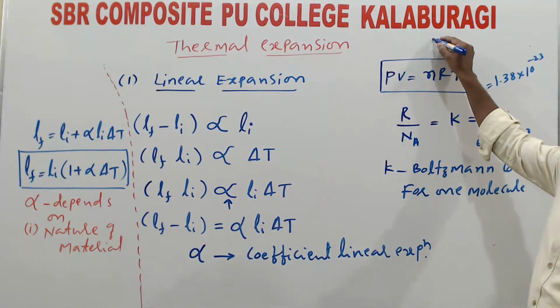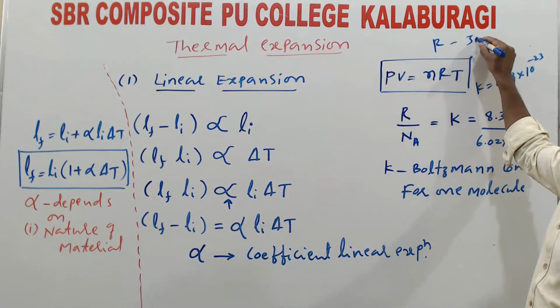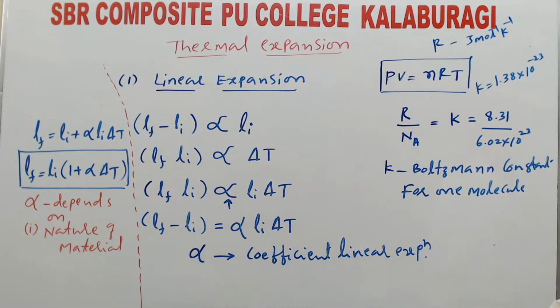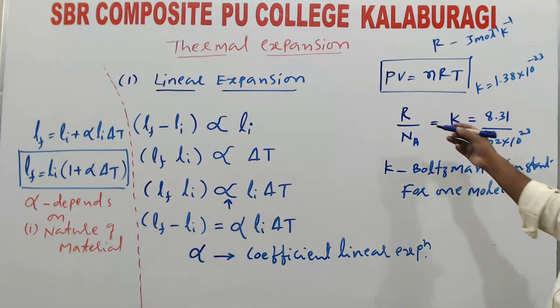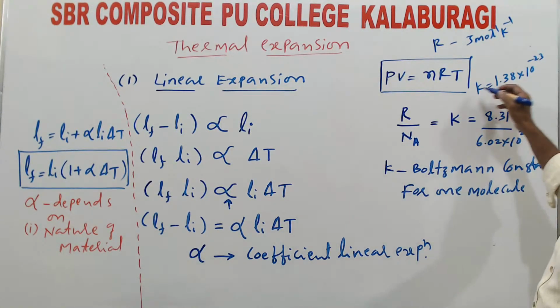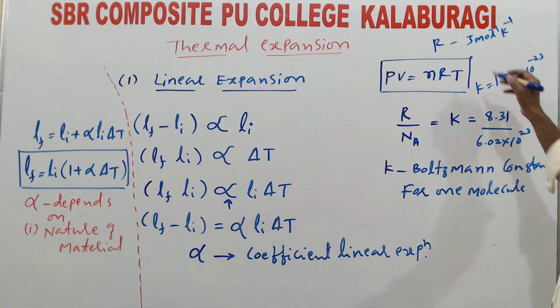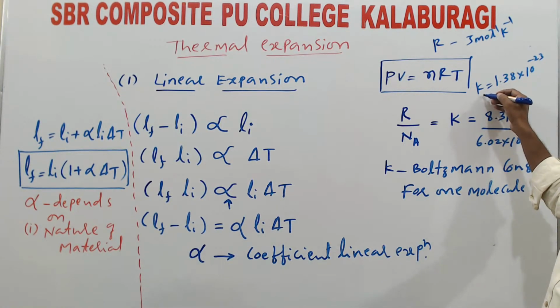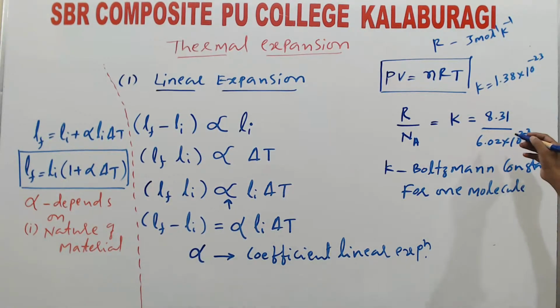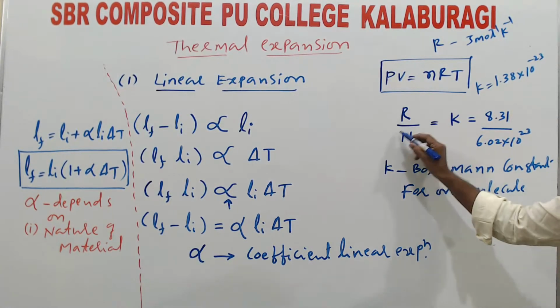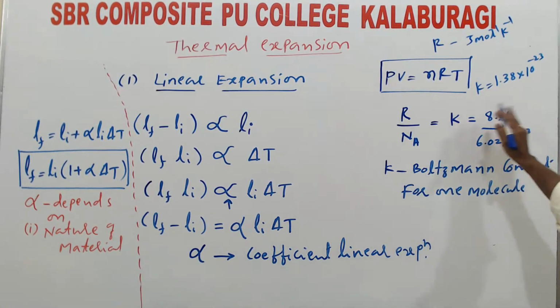So what is the unit of R? The unit of R will be joule per mole per Kelvin. If you want, I can tell you in the next class how R is equal to 8.31. I will tell you in the next class. What is the unit of K? It is only joule per Kelvin, because here joule per mole per Kelvin is there, and 1 mole is already there. So if you divide it, you get joule per Kelvin as the unit for K.